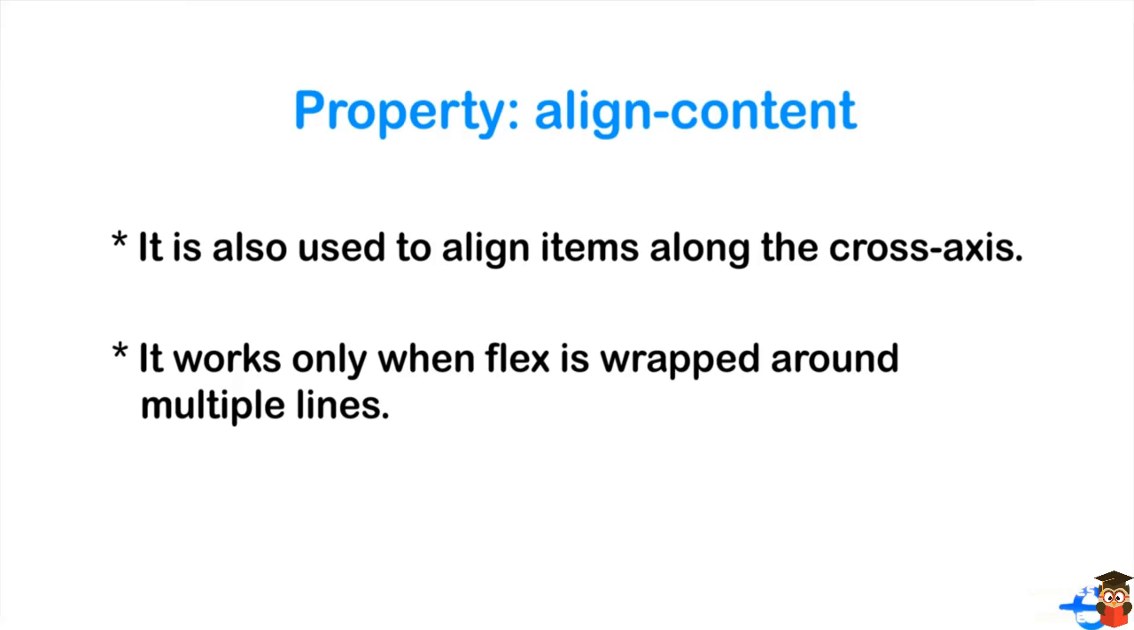So moving on to the next one, which is align content. This property is also used to align items along the cross axis. Think of this as justify content for cross axis. So if you remember, when we use justify content, it would move the content or items around the main axis. But here with align content, it moves the elements across the cross axis. This property works only when there are more than one line of items.